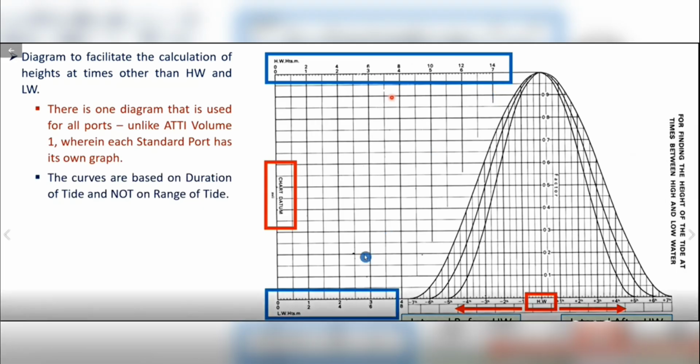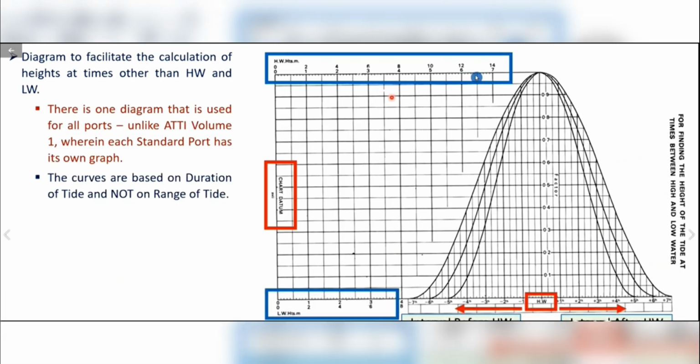Right, that's right, beta. Now, if you look at the bottom, at the low water scale, there are two scales. One is 0 to 4, another is 0 to 8. And if you look at high water, you have again two scales. One is 0 to 7, another is 0 to 14. So let us say for low water, if you are using a scale of 0 to 4, which scale of high water will you be using? 0 to 7 sir. Very good, beta.